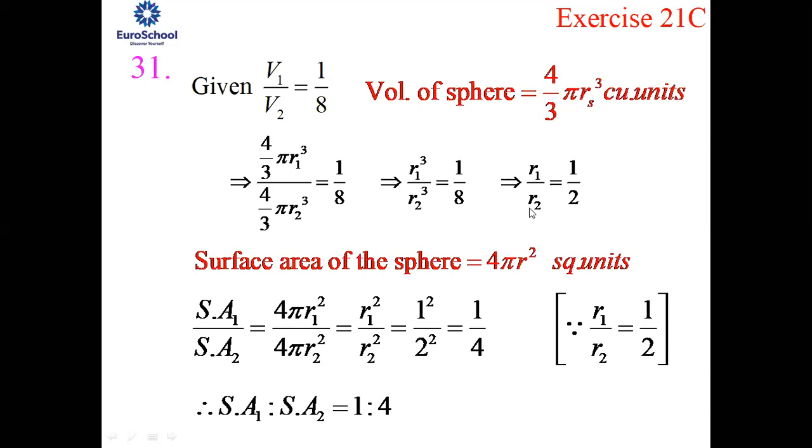We already have R1 upon R2 is nothing but 1/2. So here you need to square it, right? Because you have R1 square and R2 square. So it is 1 square by 2 square, which is nothing but 1/4. So the ratio you get is 1:4. Is this clear for you all? Yes, ma'am. Got it?